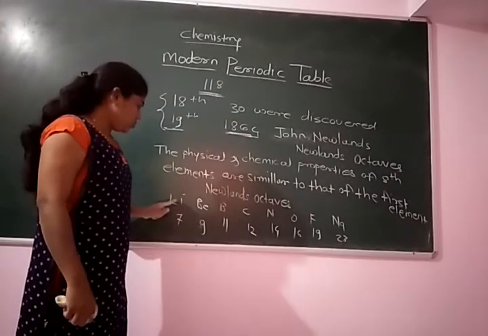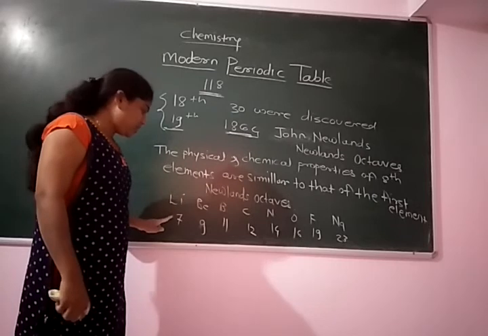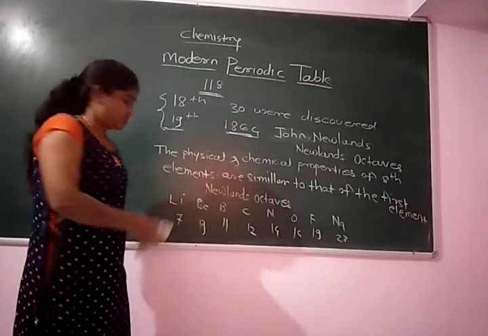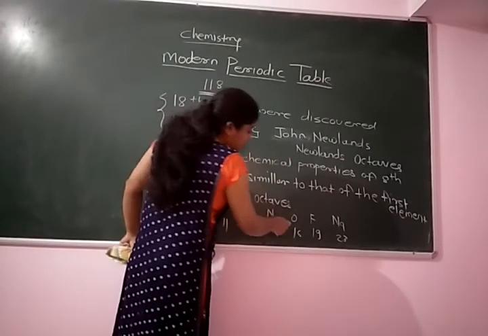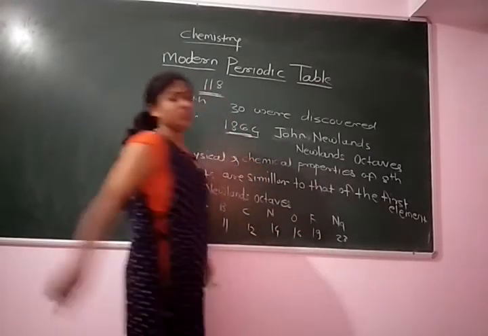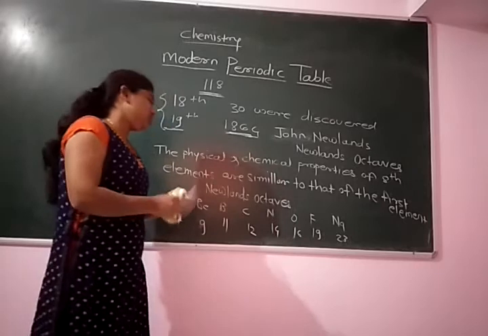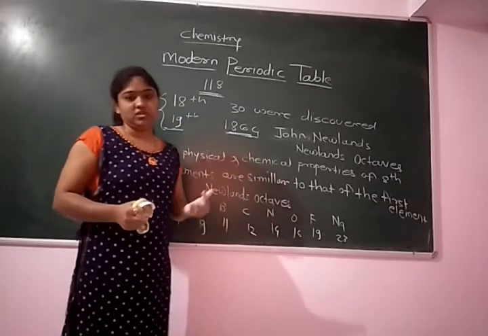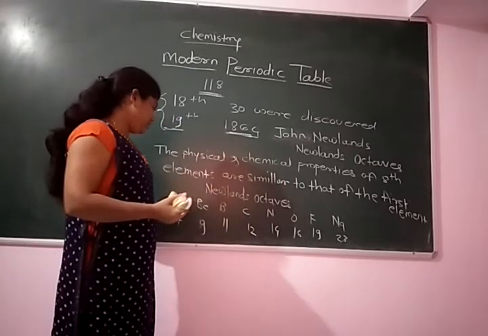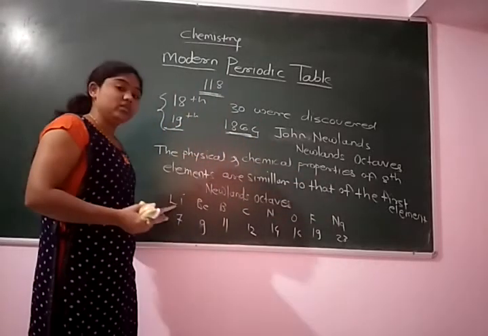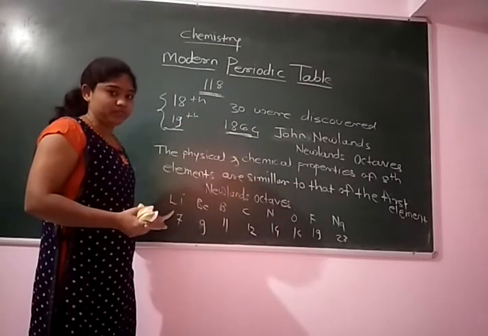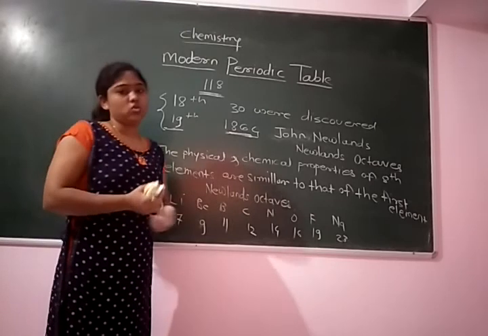Okay. So Newlands compared his octaves to music octaves: sa, re, ga, ma, pa, da, ni, sa. And he told that the properties of the 8th element are similar to that of the first element. So that is the Newlands octaves.